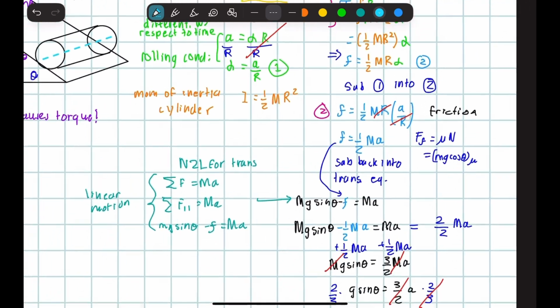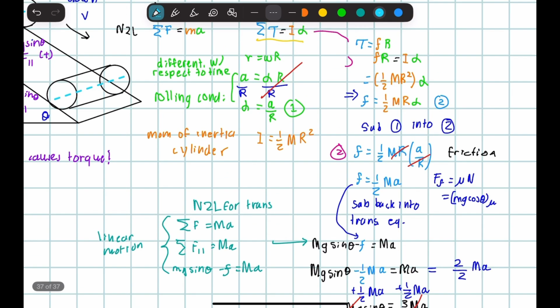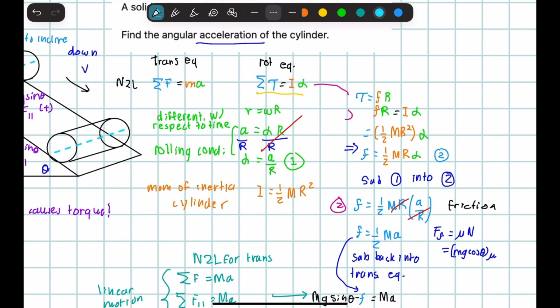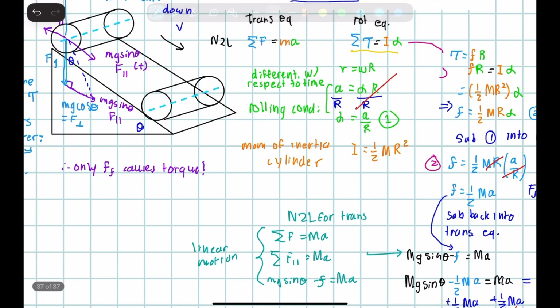Because we know that, that's how you get this expression over here. Torque is equal to the friction times the radius. We know that torque, from the equation of torque, is equal to the inertia times the angular acceleration, and we know that the moment of inertia is equal to 1/2 mr squared. So plugging that in, we can just solve for the frictional force.